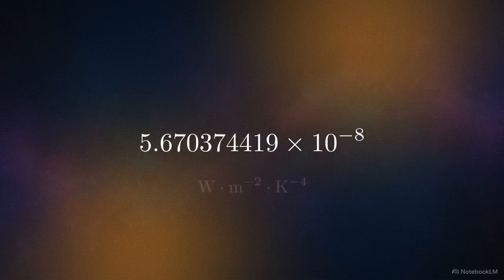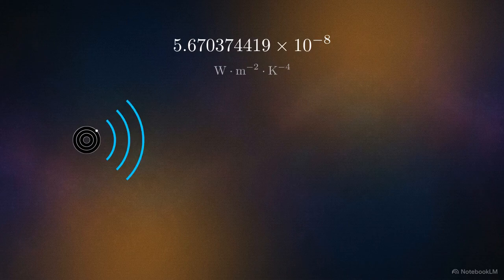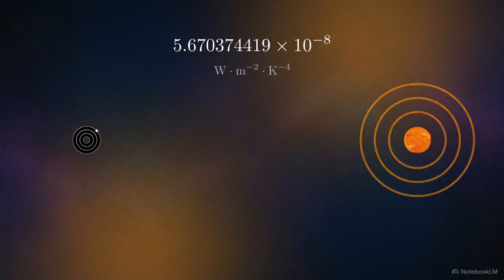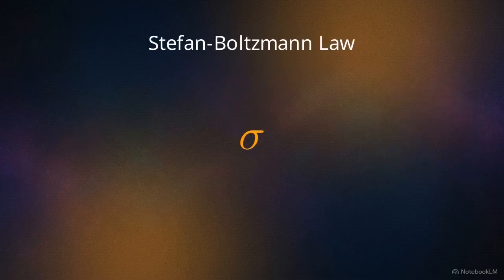This is one of the most important numbers in physics. It dictates how much heat the Earth reflects back into space and exactly how much light radiates from every hot object. For 140 years, it has served as the anchor for the Stefan-Boltzmann equation.